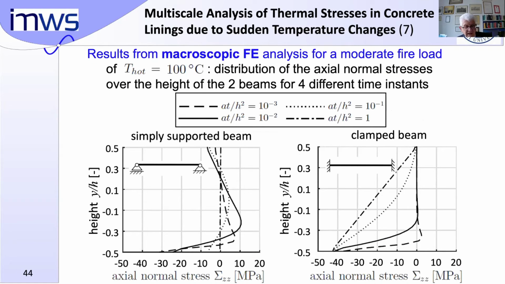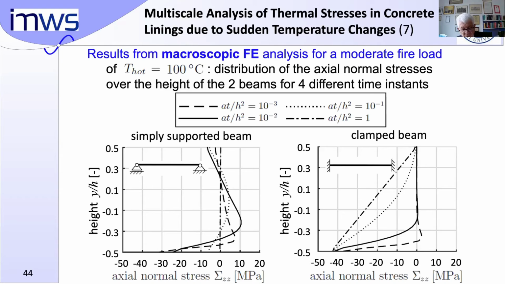Dr. Hui Wang analyzed two beams, a so-called simply supported beam and a clamped beam, for a temperature difference of 100 degrees centigrade. And what he computed was the distribution of the axial normal stresses over the height of the two beams for four different time instants. What is interesting here, take a look at the left figure, is the tensile stress in the lower part of the beam. That's rather unpleasant because you wouldn't realize it. These stresses are inside the beam, not on the upper and not on the lower surface.